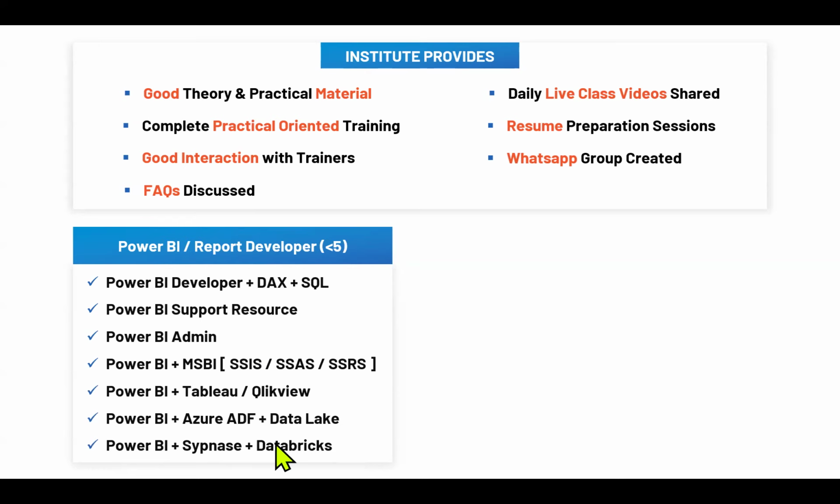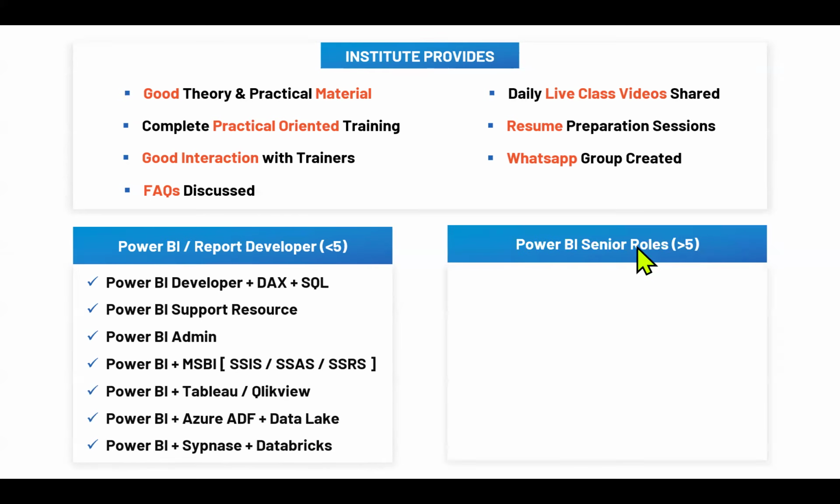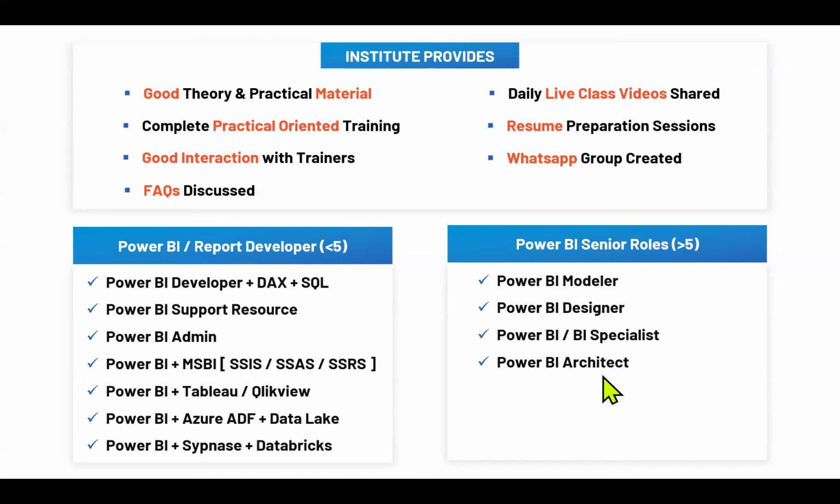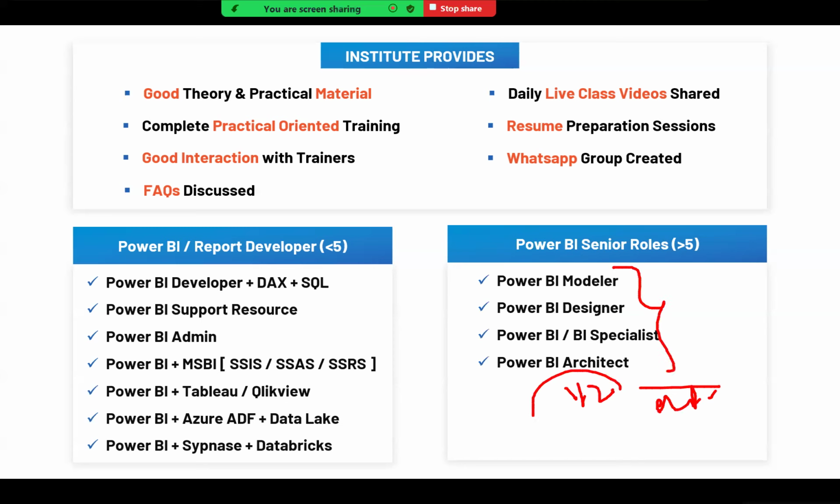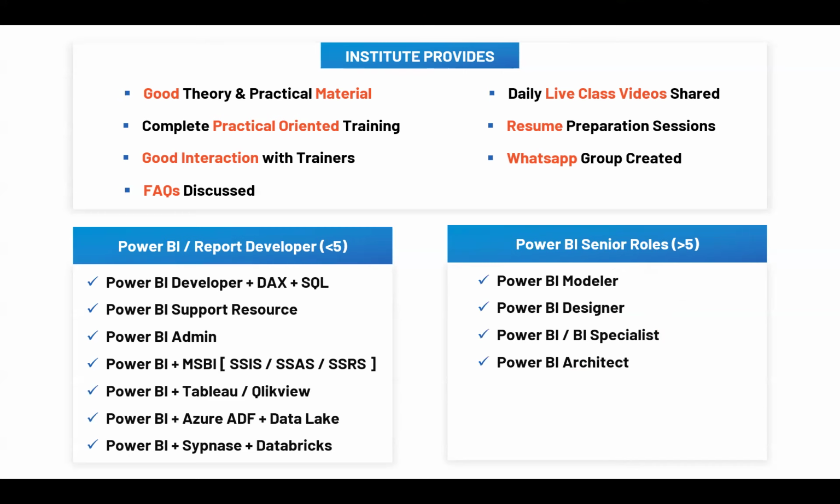Sir, I want more experience, senior roles. In that situation, Power BI modeler, Power BI designer, Power BI specialist, Power BI architect, these roles. But work experience of 1 or 2 projects is compulsory, end-to-end, to try for these positions. Without working end-to-end, you cannot try for these positions. So these are what the institute provides, and you can try. I explained in detail yesterday. This is just a recap only.